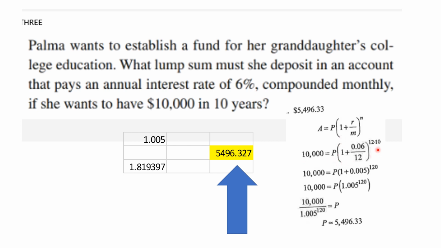We have these numbers, and that is 120. So I do the calculation and divide to solve for P. So P is 10,000 over 1.005 whole raised to the 120 power, and that gives you 5,496.33 rounded off.